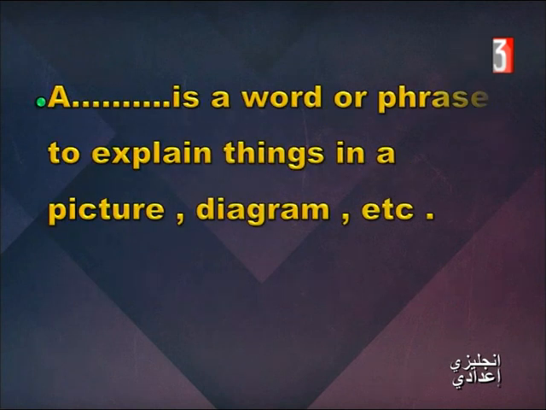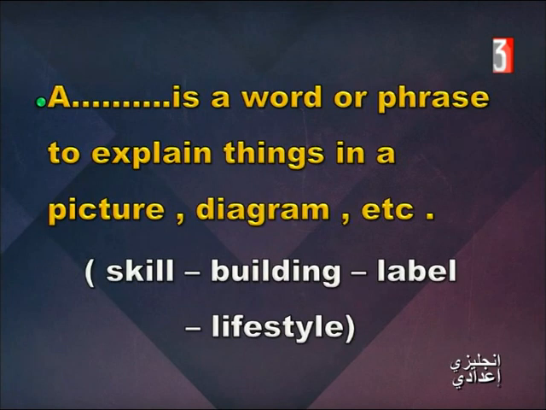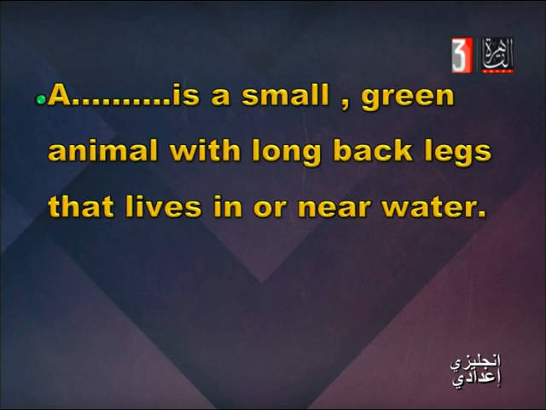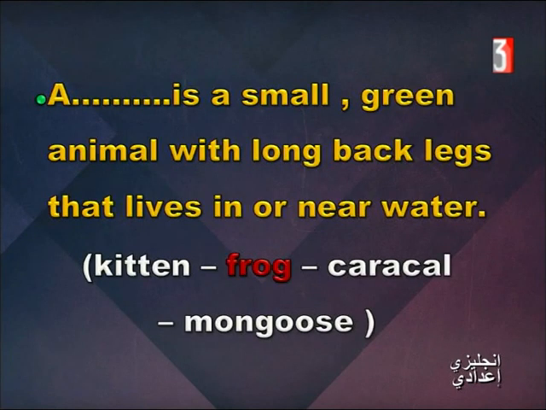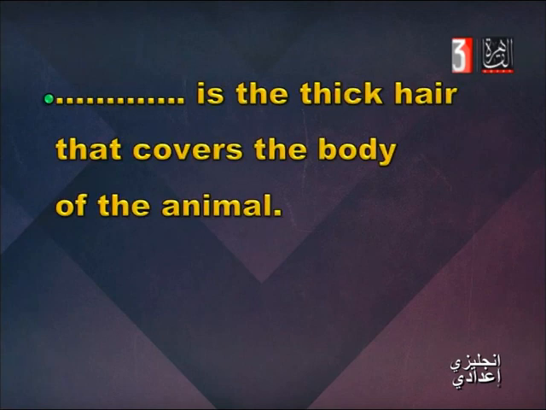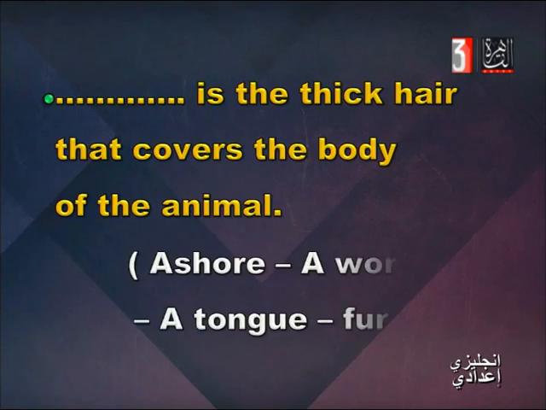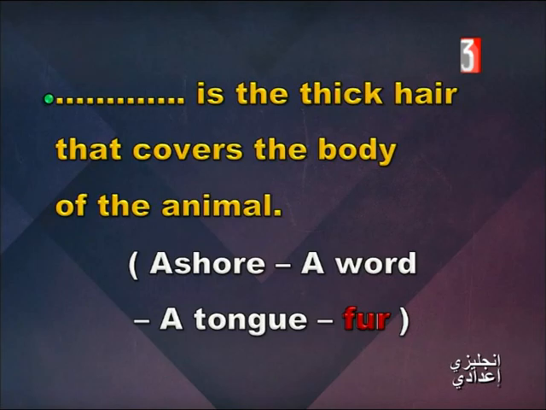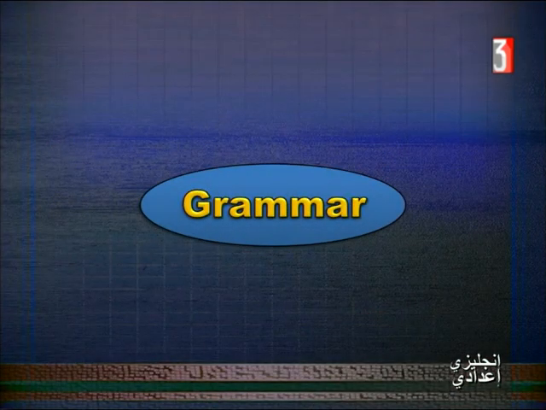A ___ is a word or phrase to explain things in a picture, diagram, etc. Of course, it's label. Another one. A ___ is a small green animal with long back legs that lives in or near water. So it will be frog. Small green animal living in or near water. It's a wetland animal, as I said before. It's the thick hair that covers the body of an animal. Excellent, it's fur.